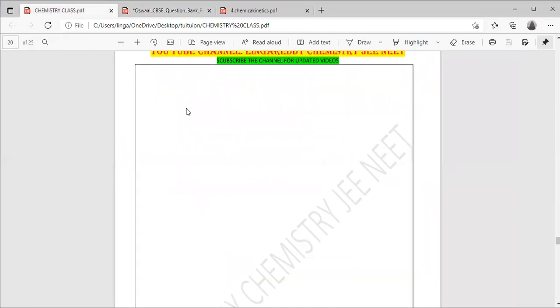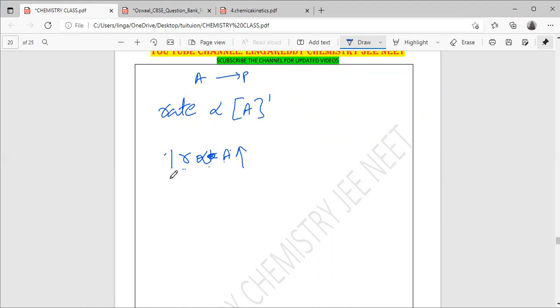See, simply rate is directly proportional to, see, A is giving the product. A to the power of 1. Simply rate equal to K[A] is there, A to the power of 1. What is this K? R for rate. Rate is directly proportional to A is there. That means when you are increasing the A, rate also increasing. This is the mathematical meaning.